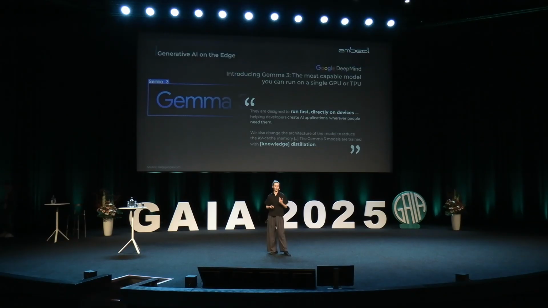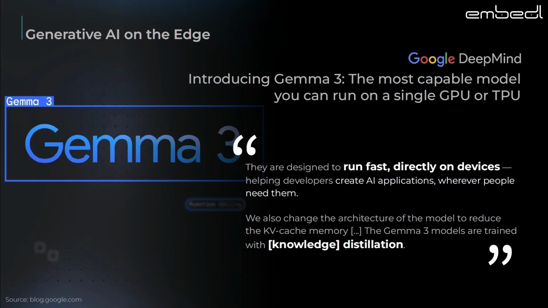But let's maybe look first at how Gemma 3 proposed their model. So Gemma 3 is from Google DeepMind, and last month they released it with the catchphrase, the most capable model you can run on a single GPU or TPU, and also here made to run fast and directly on devices where we as AI practitioners need them most. And on top of knowledge distillation, just like Meta did, they also did some architectural changes to the network.